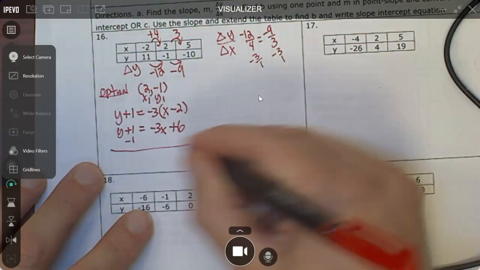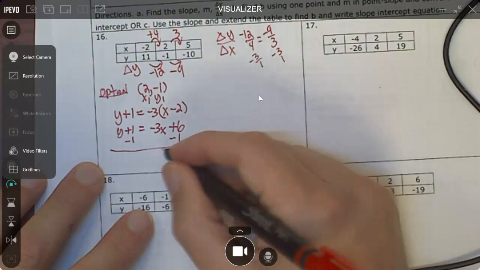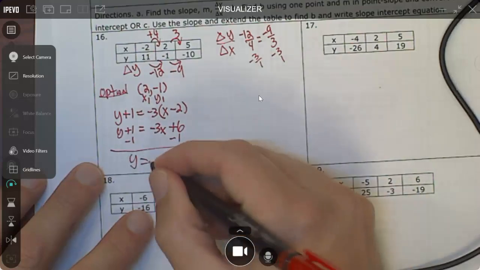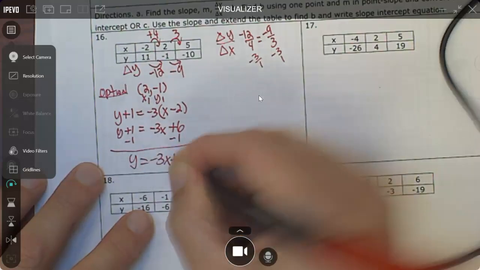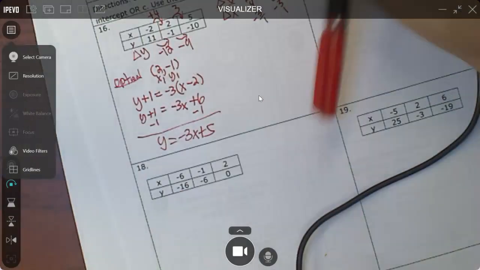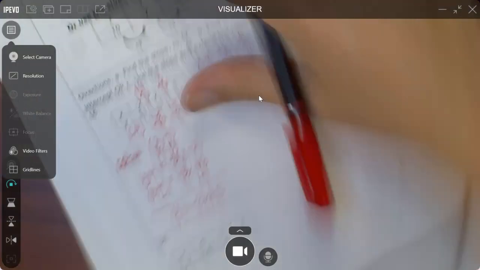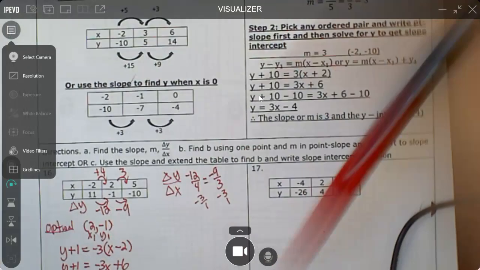Subtract 1, you get... this way I can rest my arm.